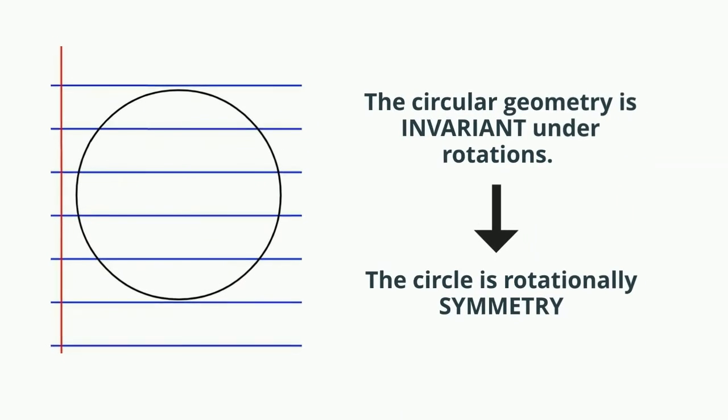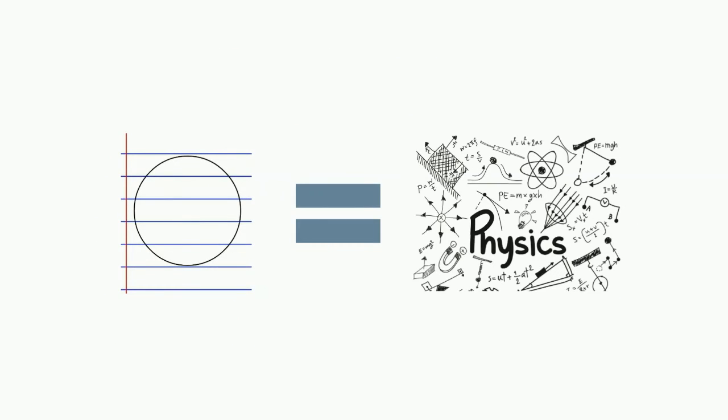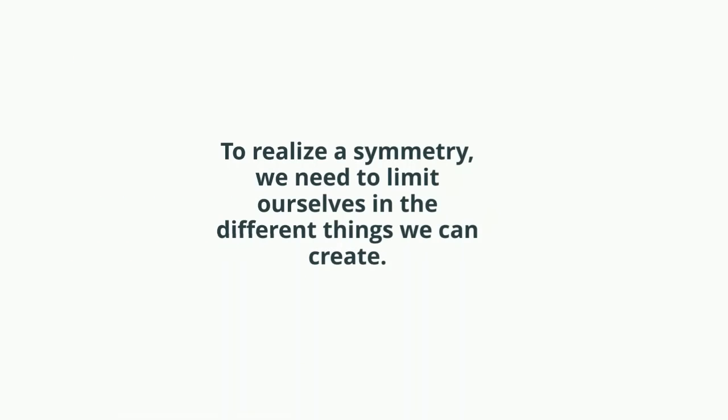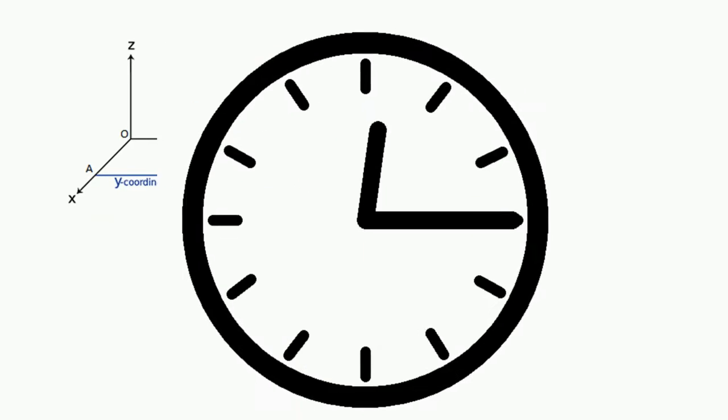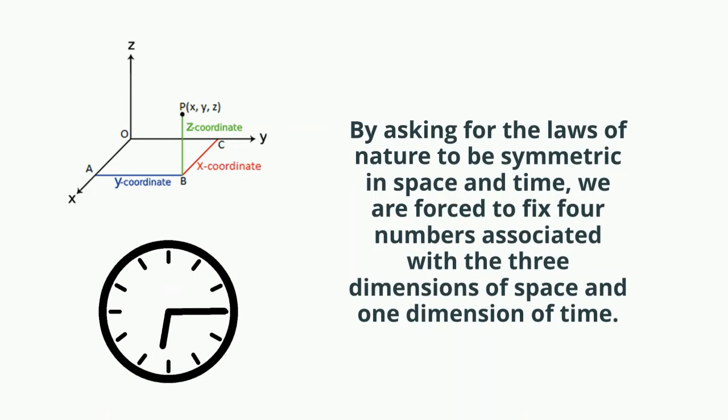From our experience with circles, we know that imposing a symmetry on a drawing reduces the degrees of freedom of the artist. Well, here, the drawing is the physics of a given system, and the artist is Mother Nature herself. If we want the laws of nature to be translationally symmetric, we need to give up the ability to define some of the aspects of the system. In particular, there are 3 dimensions of space and 1 dimension of time. Thus, we must give up the ability to determine 4 numbers associated with the system.